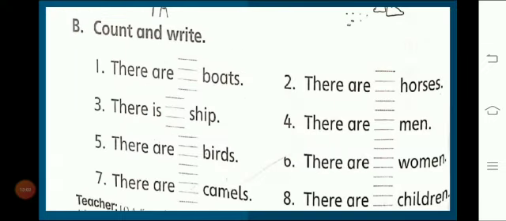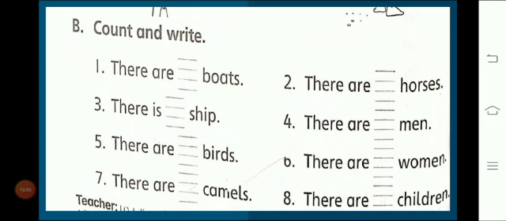Now move towards number B. Count and write. You have to count the given things and you have to fill the blanks. Number 1. There are dash boats. Number 2. There are, then a blank, horses. Number 3. There is dash ship.